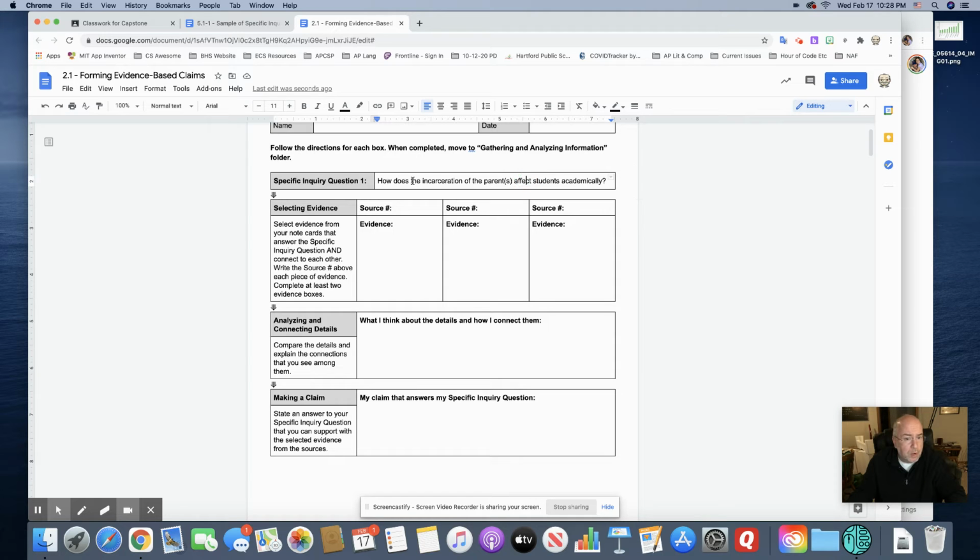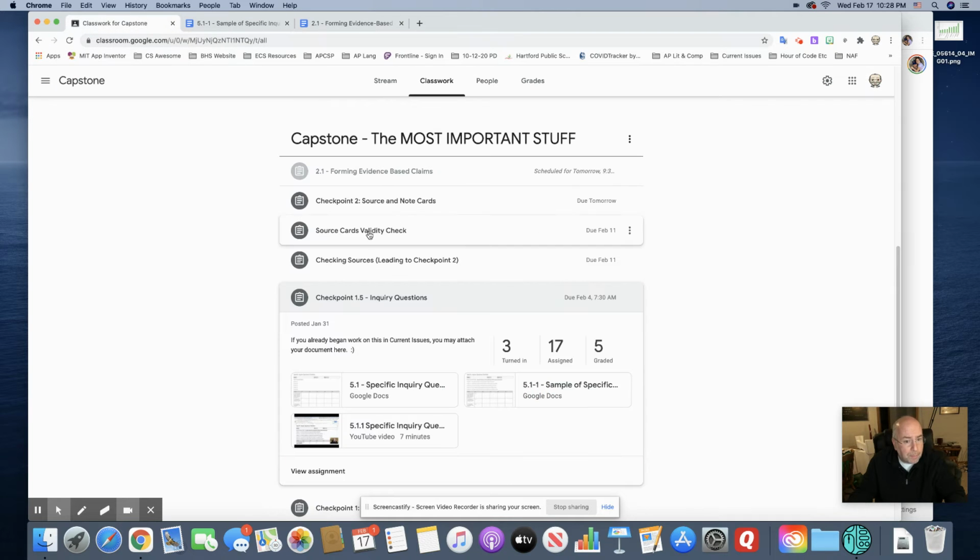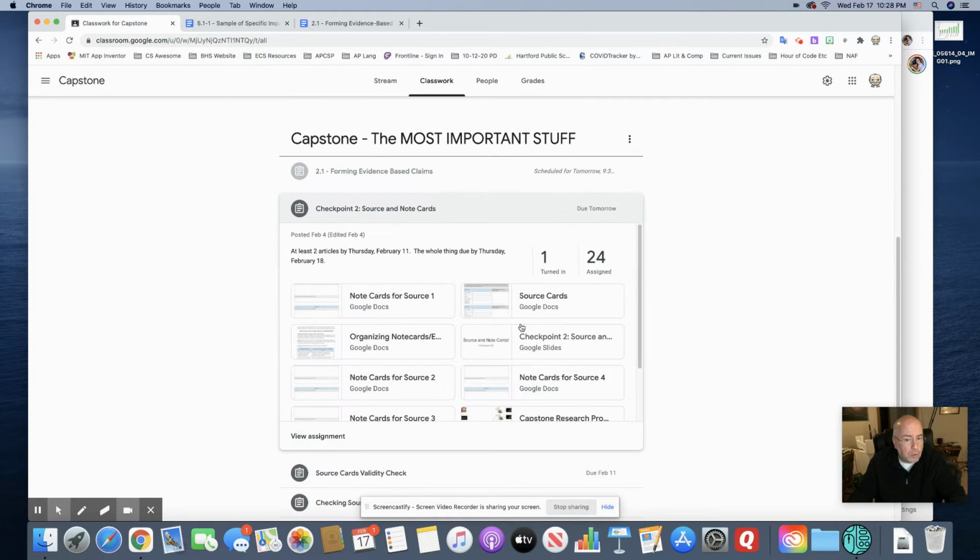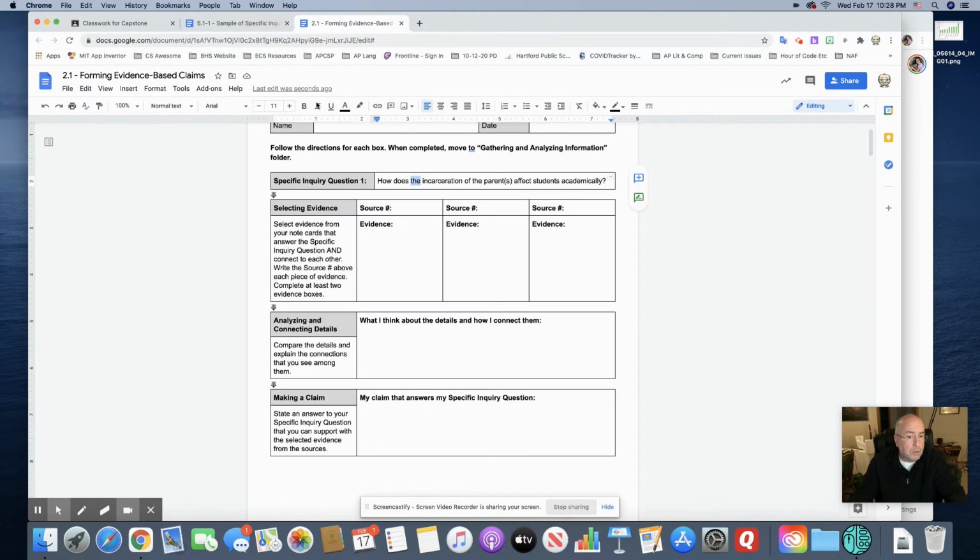Now, you put in your specific inquiry question, and then you go and look at your evidence from your note cards. Yep, you look at your evidence from your note cards. You pull out the note cards you already did, and you start pulling in the evidence from the note cards.